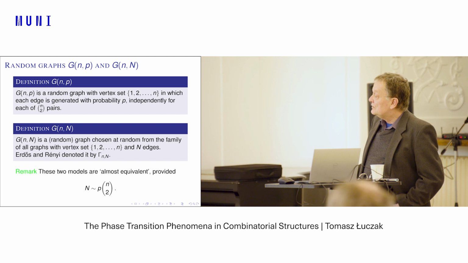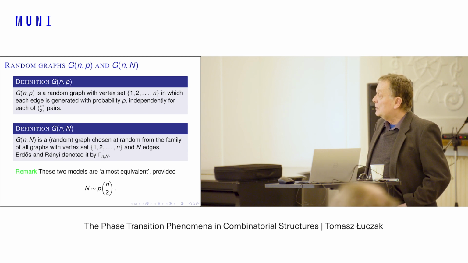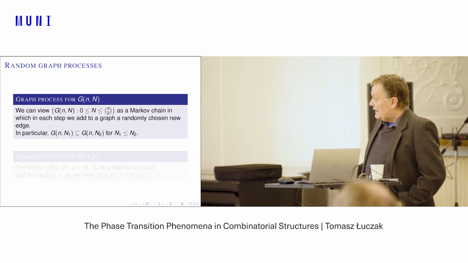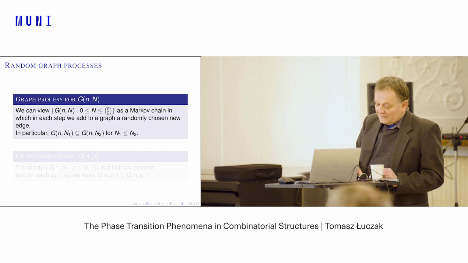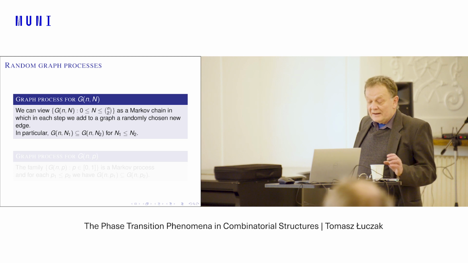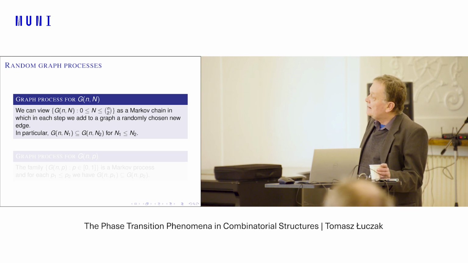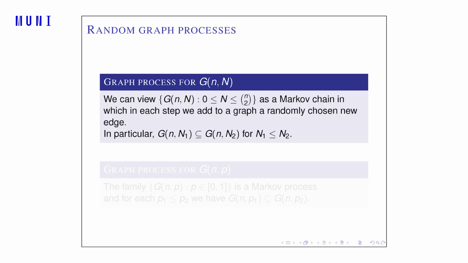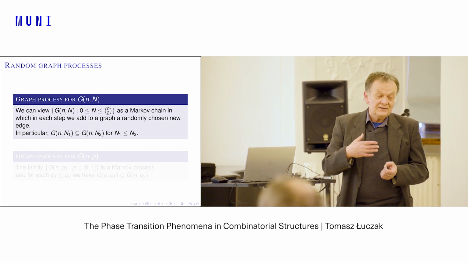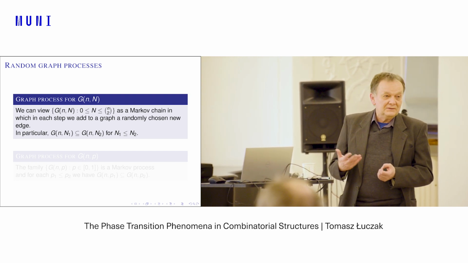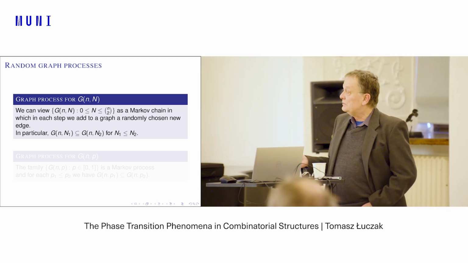If the number of edges is roughly the same as the expectation of the number of edges in the first model, these models are equivalent. Furthermore, there is an important remark: you can view this G(n,m) as a stage of a Markov chain. Instead of choosing m edges at random in a graph, we can add edges one by one. We add the first edge, then a random second edge, and so on, and the result after m steps will be the graph G(n,m).